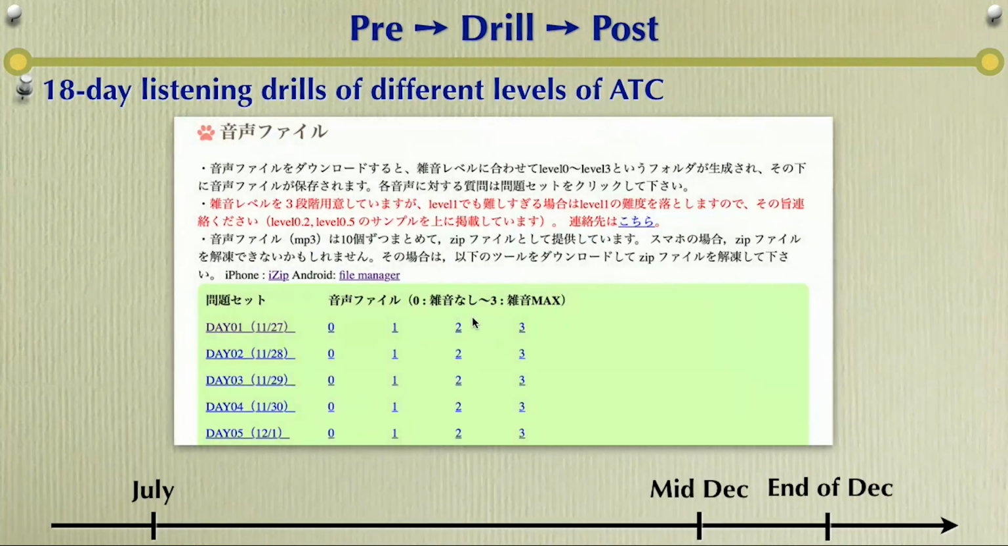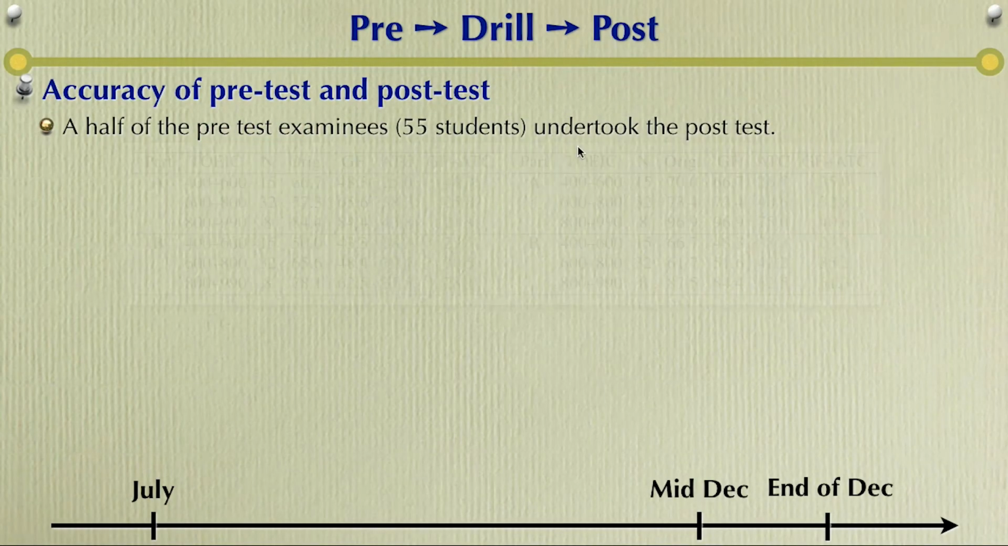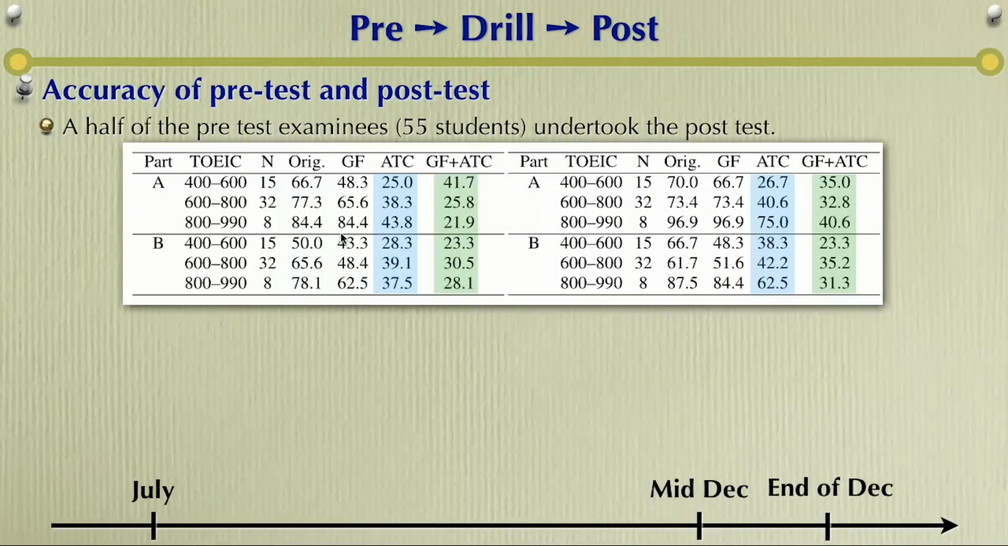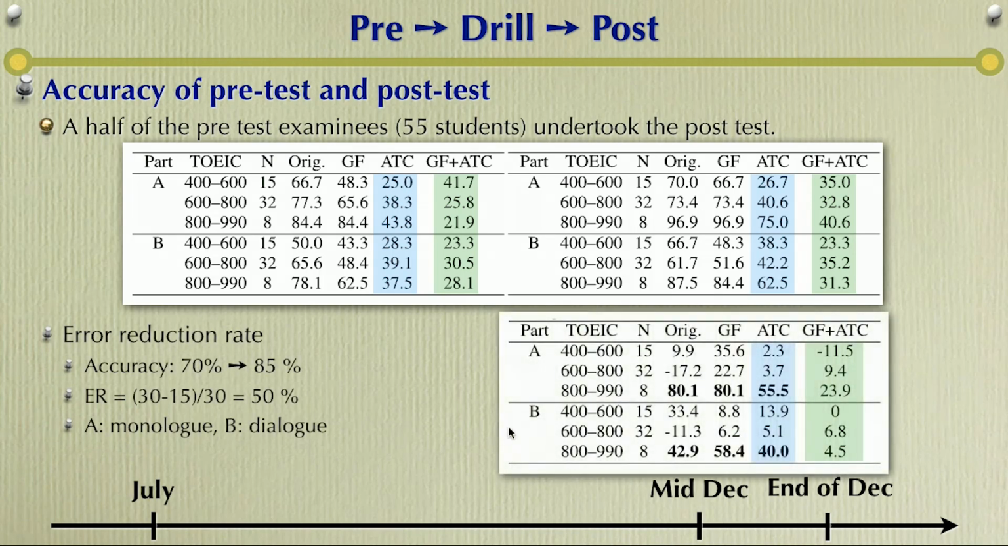And this is the website. I'm sorry, this is written in Japanese, but we introduced different levels of distortion. Level 0, 1, 2, 3, where 3 is maximized distortion, and 0 is telephone quality speech. It was 18 days of listening drills at different levels of ATC, air traffic control. Then we did the post-test. This is the scores of pre-test and post-test. Now let's compare by calculating error reduction rates. So this is the results of calculating error reduction rates.